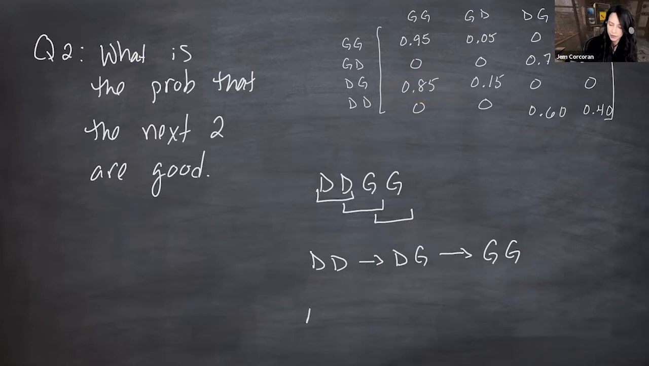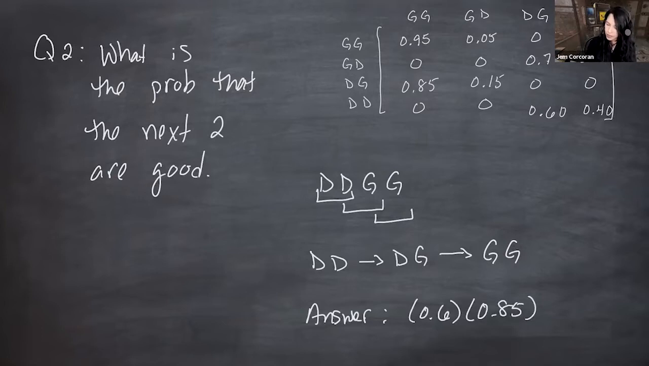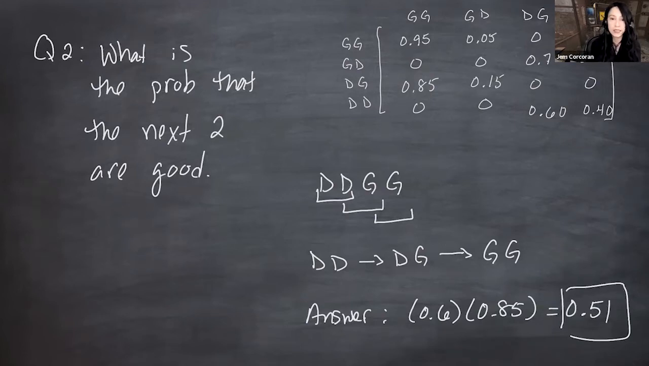So the answer is 0.6 times 0.85, which is 0.51, I think. Before I ask if there are any questions, the thing I thought some of you might be thinking is, should we square the matrix? And the answer is no and kind of yes.